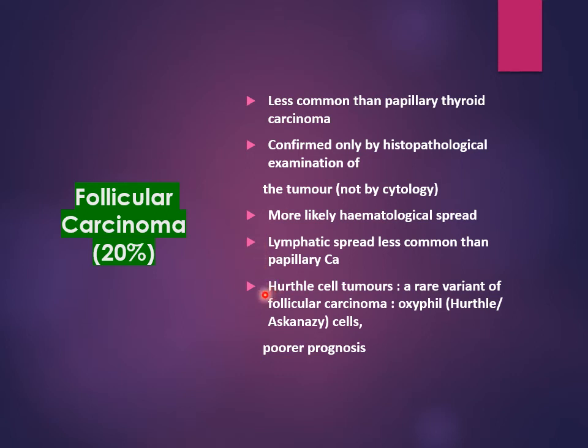Hurthle cell tumor or Hurthle cell carcinoma is a rare variant of follicular carcinoma. It is more aggressive and tends to spread early by blood spread. And the prognosis of this is poorer than the normal follicular carcinomas.